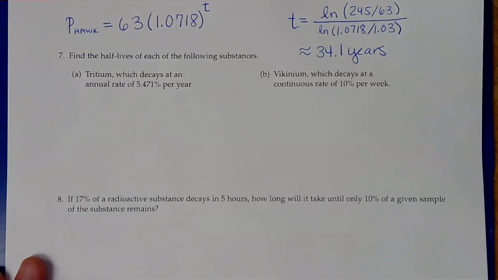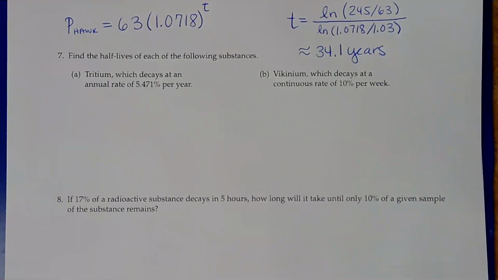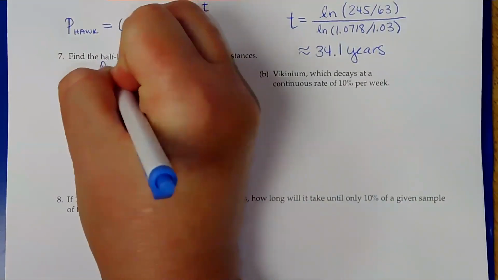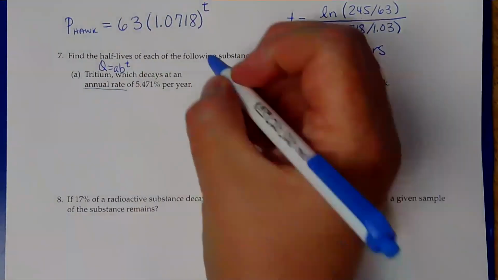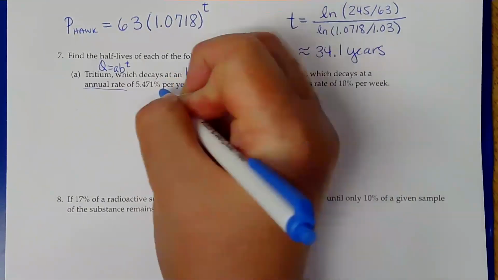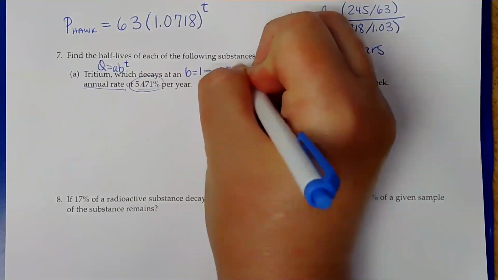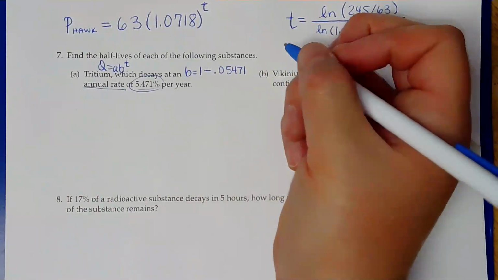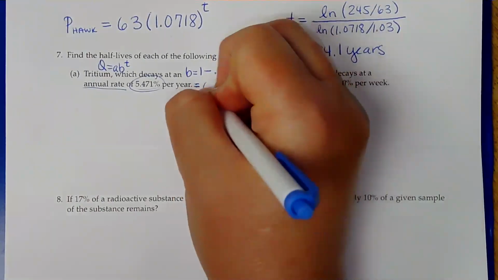We're going to find the half-lives of the following substances. So this first one decays at an annual rate of 5.471% per year. Okay, so that means we're looking at a Q equals AB to the T form, so standard form, because we're getting an annual rate. And my B here is going to be 1 minus, because we're decaying, 0.05471. When I subtract those, I'm going to get B is 0.94529.